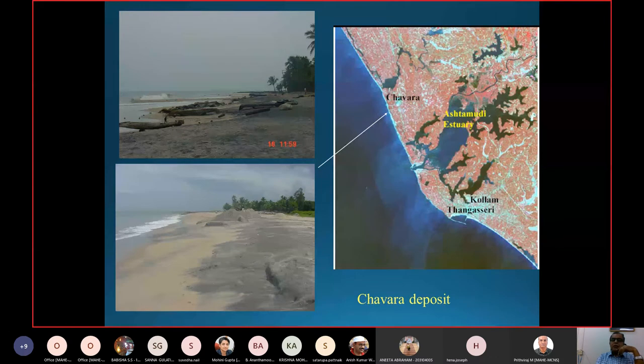This inlet leads to another inlet called Coimbatore, which is 22 kilometers. It is a barrier beach. Barrier beach means you have the sea on one side and a lake on the other side, so we call it a barrier beach. This barrier beach houses the Chavara deposits.